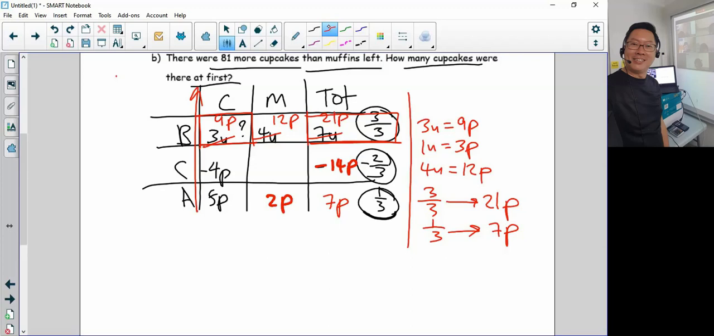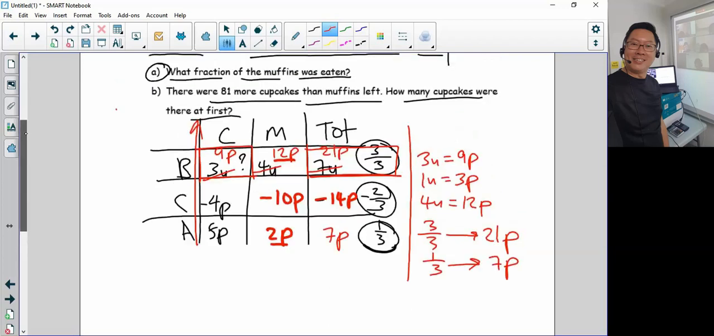All right, can I find how many muffins were eaten? 12 parts minus 2 parts over here. I must have eaten 10 parts of muffins. So now the table becomes very clear. So I can solve the problem by looking at part A. Let's look at part A.